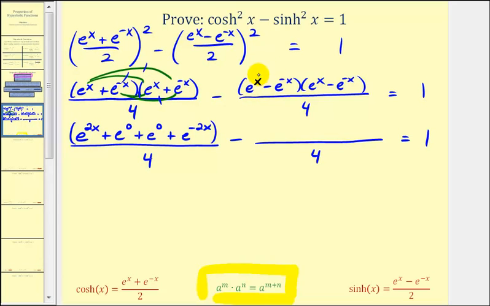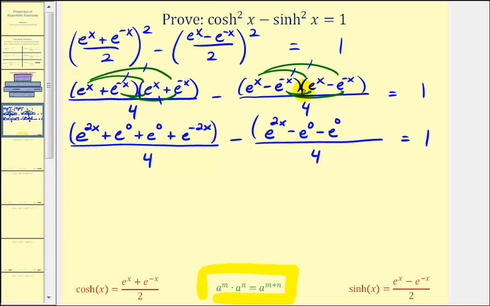So again, we'll have 4 products, 1, 2, 3, and 4. So again, e to the x times e to the x is e to the 2x. We'll be subtracting this entire product here. And then we have e to the x times negative e to the negative x, which would be minus e to the 0. Again, the 0 came from adding x and negative x. And then we have negative e to the negative x times e to the x. That'll be minus e to the 0.